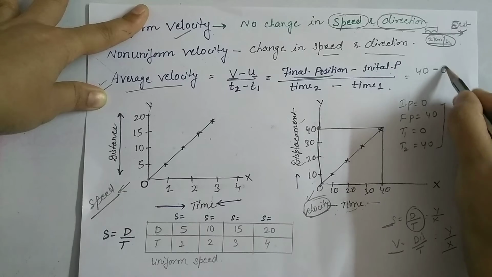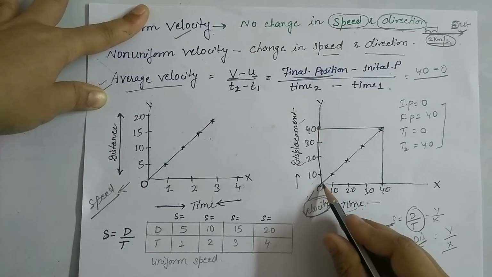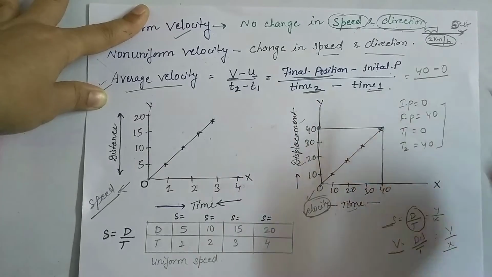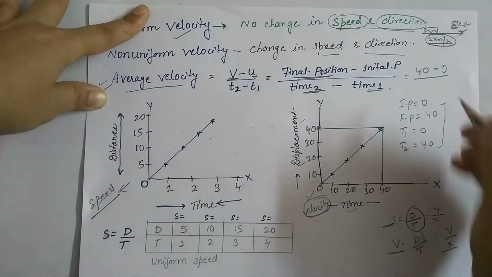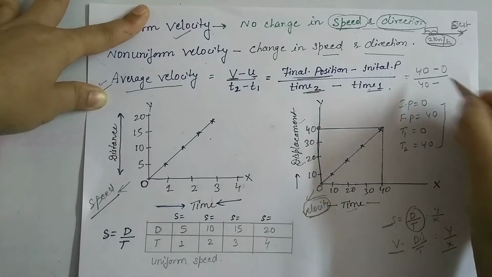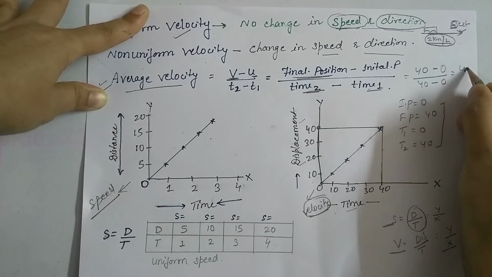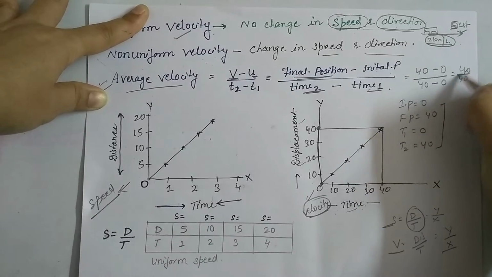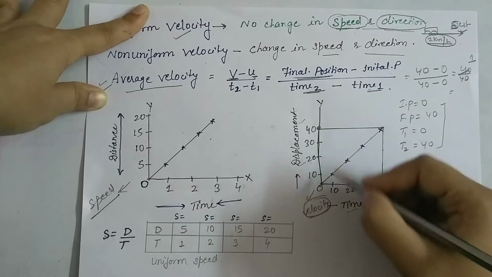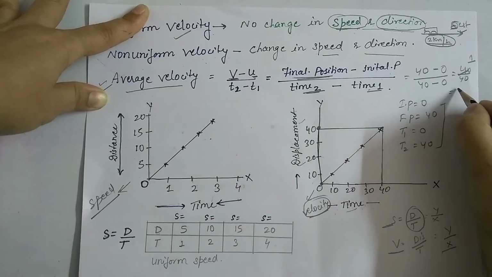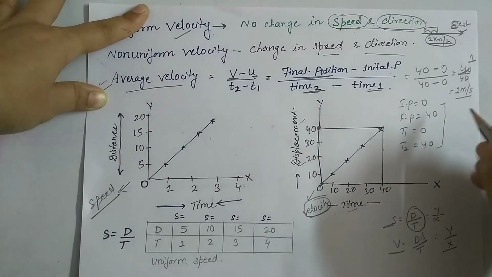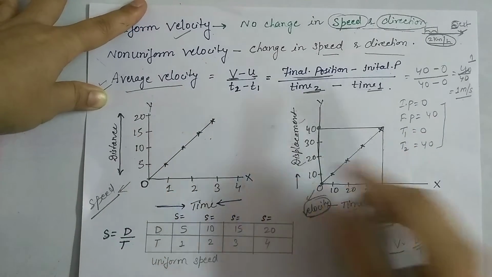Now time: it starts from time 0, and t2 minus t1 means the final time minus the initial time, so 40 minus 0. So we get 40 by 40, that is 1. So we can say that the average velocity of the object is 1 meter per second.